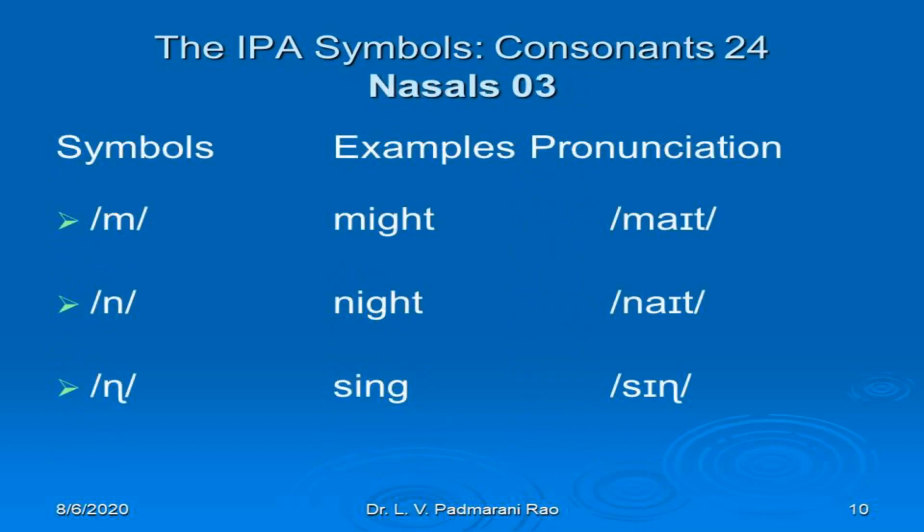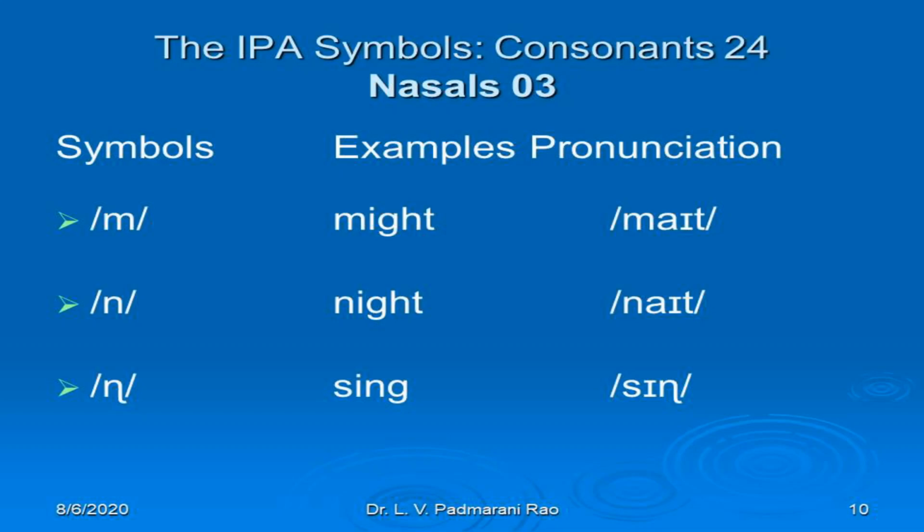We have 3 nasal sounds in English. Nasal sounds are those that are pronounced where the air goes through the nose and not through the mouth. The very first nasal sound in English is m. Close your mouth with both the lips. M, and expel the air from the nose. M, as in might. That's right.